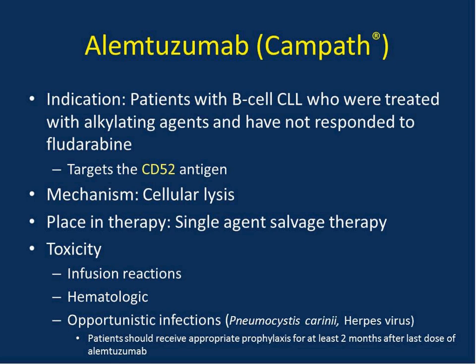Opportunistic infections is the other concern, specifically PCP or PJP pneumonia, and then herpes infections. And so you want to make sure that patients are receiving appropriate prophylaxis, and that should continue for at least 2 months after their last dose of alemtuzumab was administered. And that should be built into all of the treatment plans as a prompt to remind you that you need to cover for those various infections.